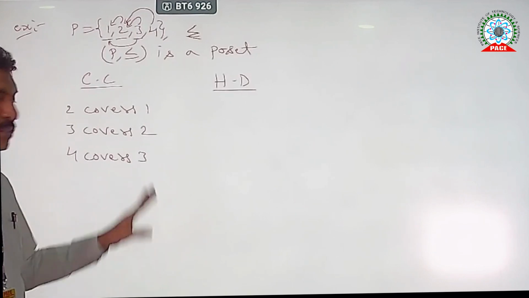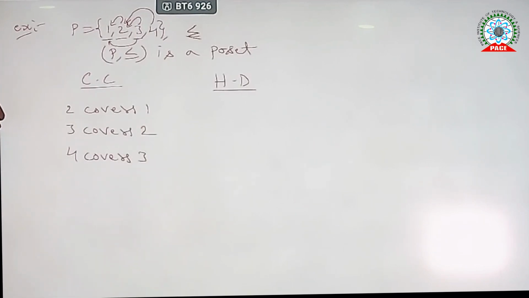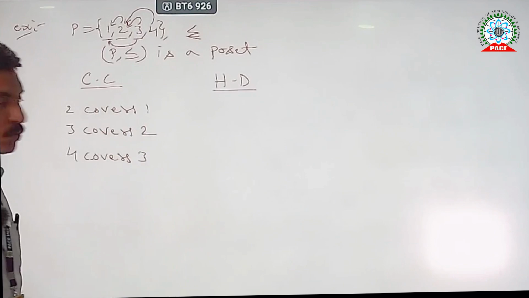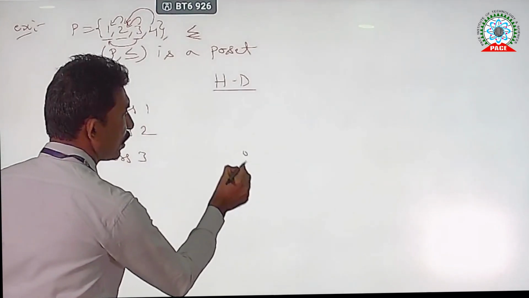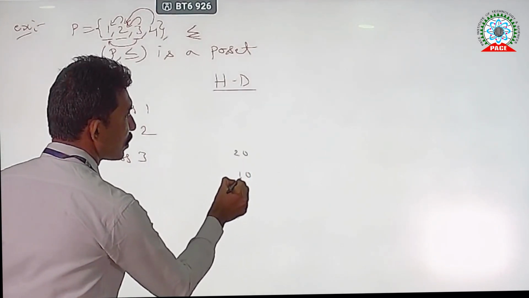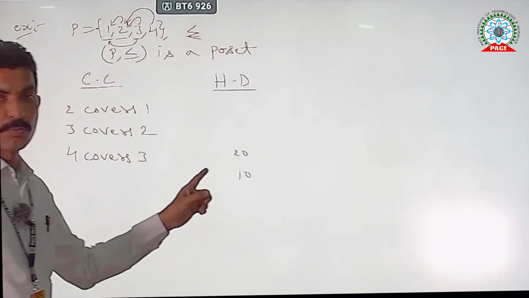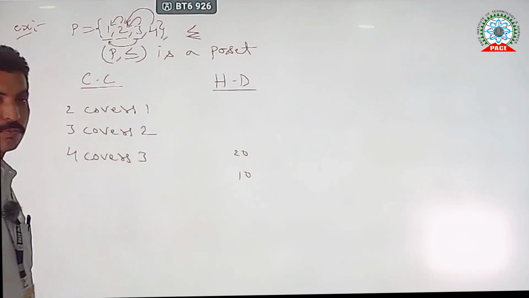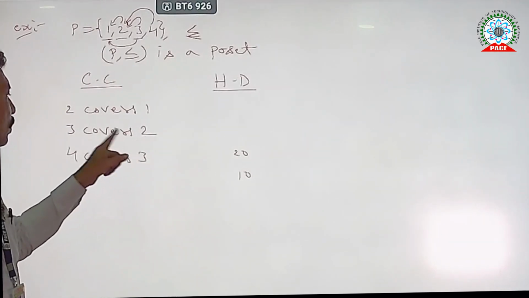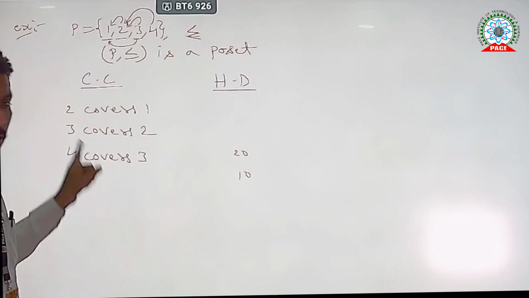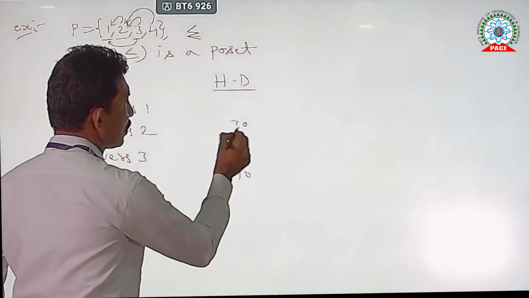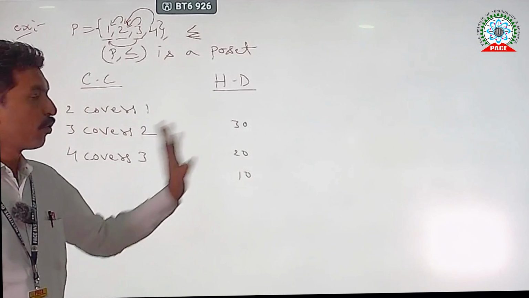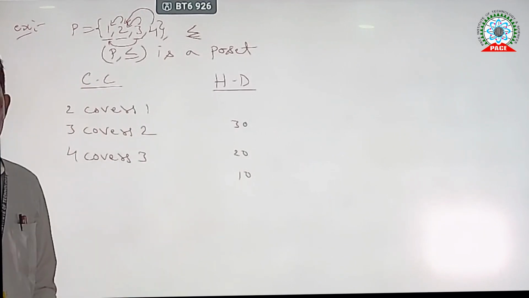Now let us draw the Hasse diagram. 2 covers 1, which means 1 is drawn below 2. So the above element should be the covering element, that is 2 covers 1. Next one, 3 covers 2. So above 2, which element covers 2? 3. So 3 covers 2. So this is the above element. Next, 4 covers 3. So 3 is drawn below 4.